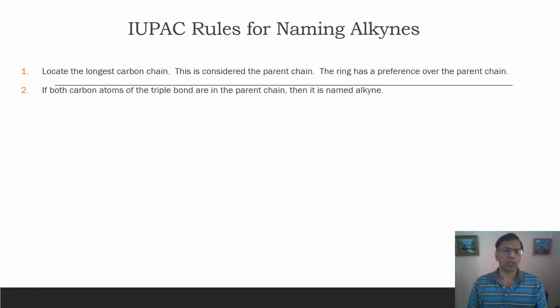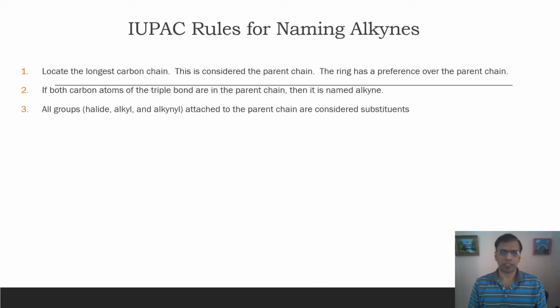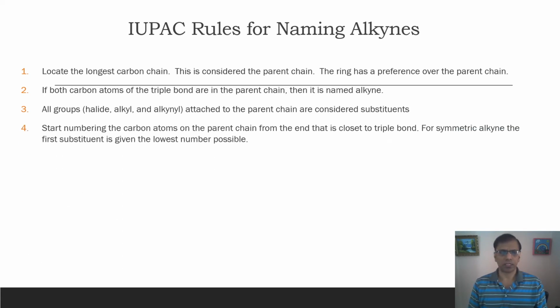So if both carbon atoms of the triple bond are in the ring, then it is named as alkyne. If not, then the triple bond is considered to be a substituent on the parent chain. So any group like halide and alkyl group are considered as substituents.